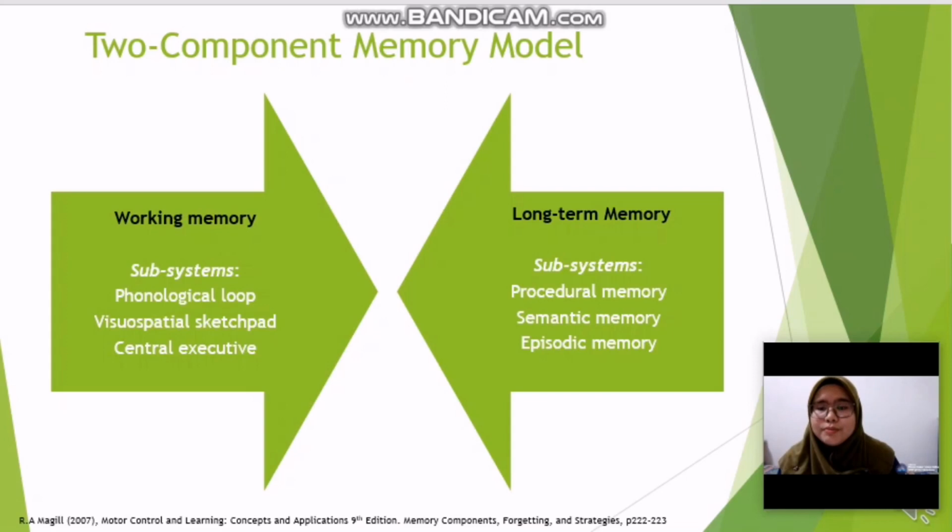They have a two-component memory model, which is the working memory and the long-term memory. For the working memory, they have three subsystems, which are the phonological loop, visual spatial sketchpad, and the central executive. For the long-term memory, they have three subsystems, which are procedural memory, semantic memory, and episodic memory. This will be explained by my friend. So I will explain to you about the working memory that has three parts.